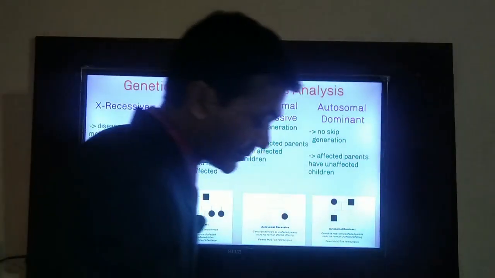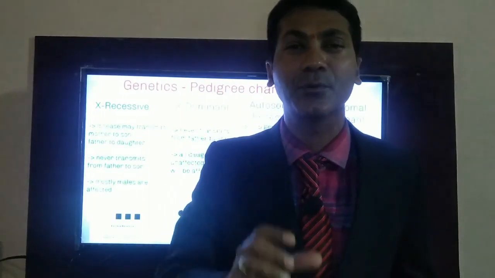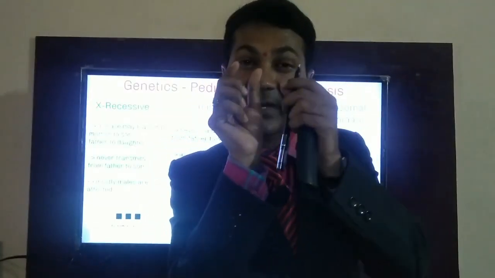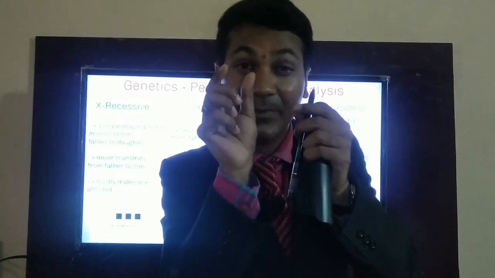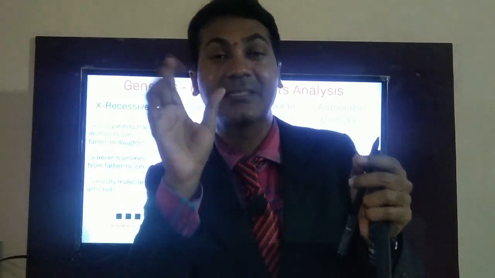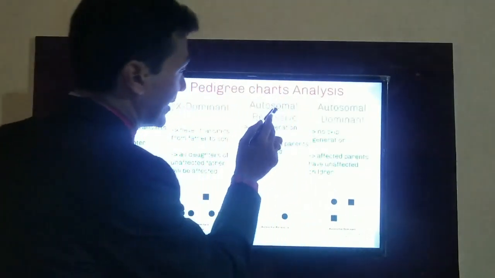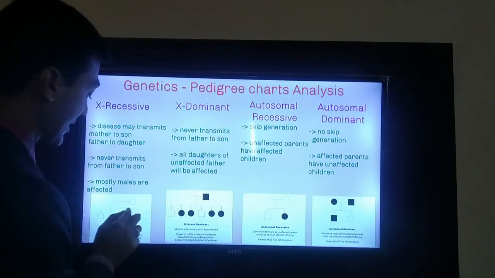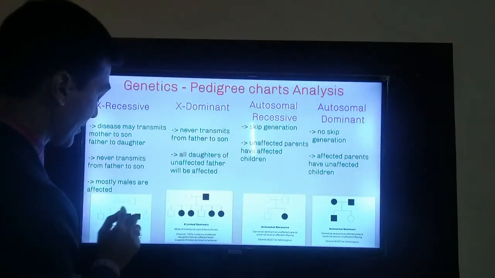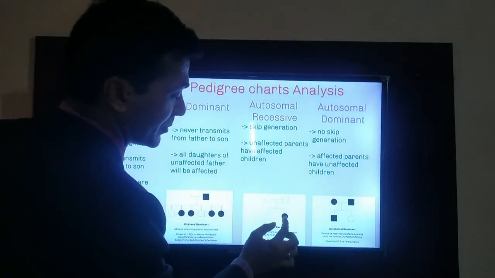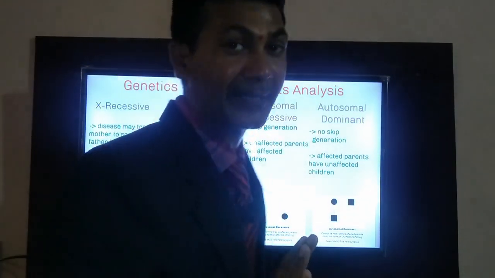And one more thing I am going to tell you. First and foremost, when you see the flow chart, check if unaffected parents have affected children, then it is said to be recessive. So either autosomal or X recessive. Remember, if unaffected parents have affected progeny, then it is recessive only.